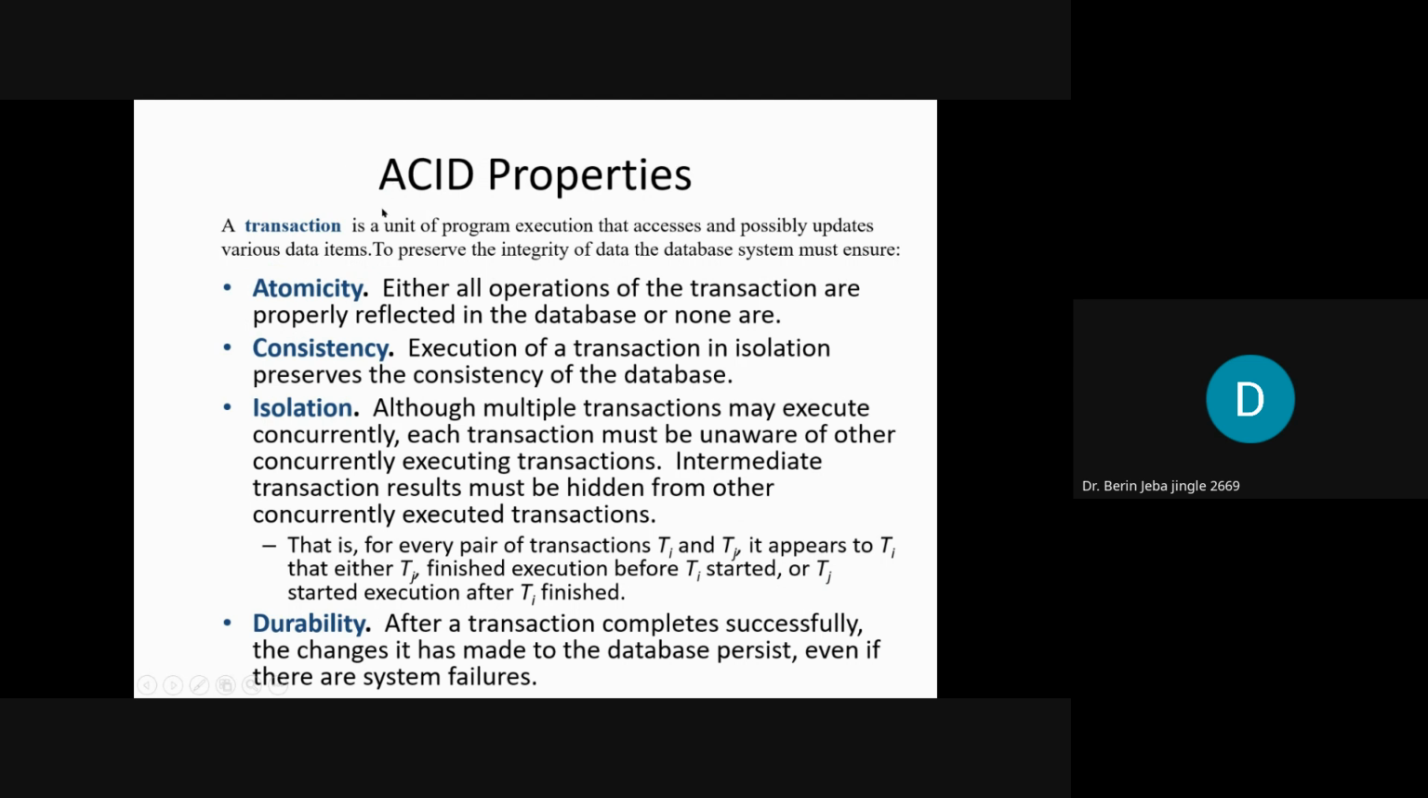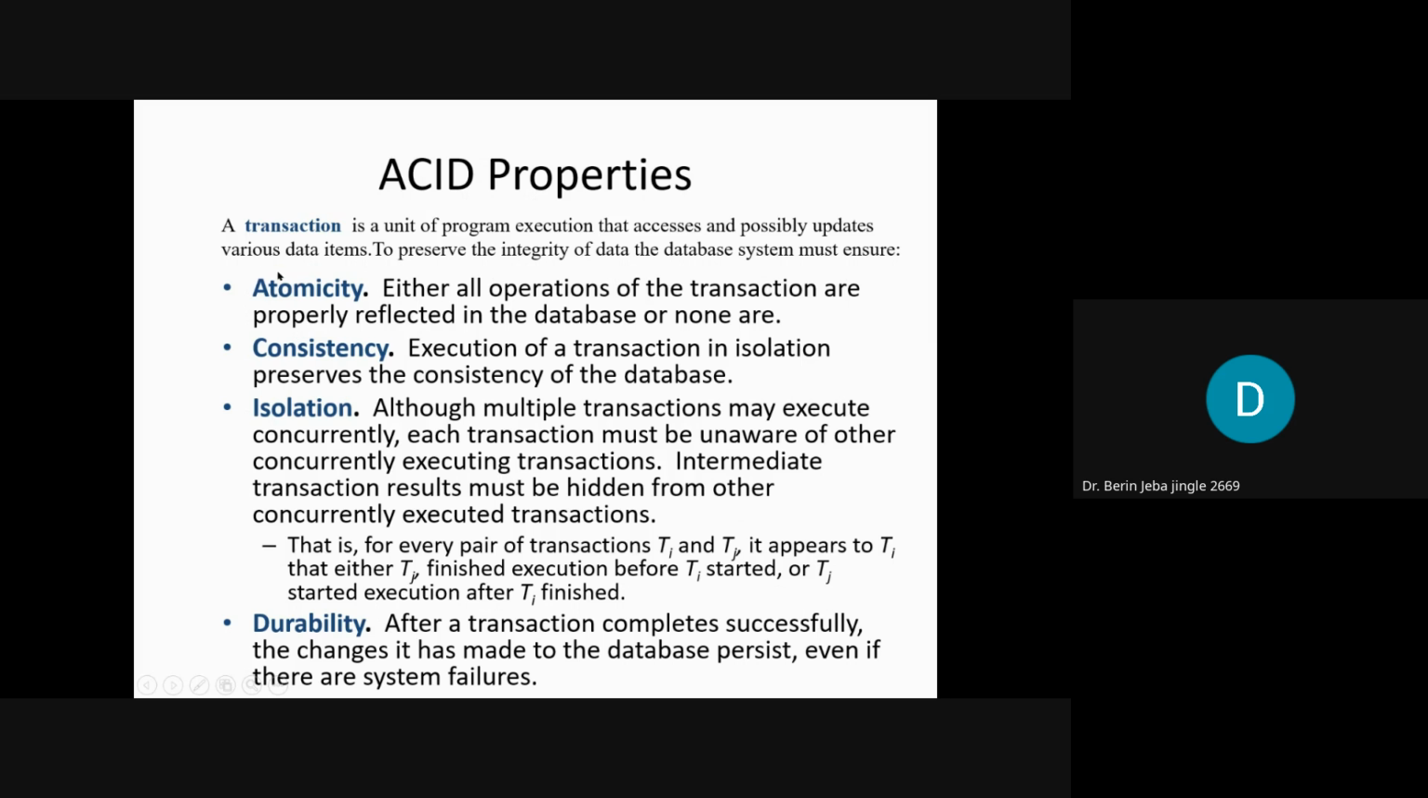So what are the ACID properties? This denotes atomicity, this denotes consistency, this one isolation, this one durability. We have already studied all this in the previous slides. So a good transaction needs atomicity, consistency, isolation, and durability.